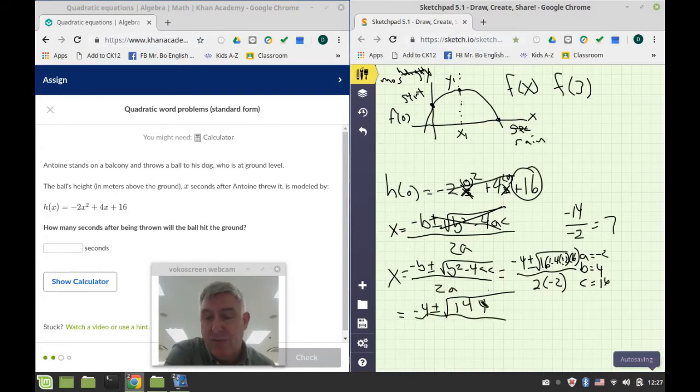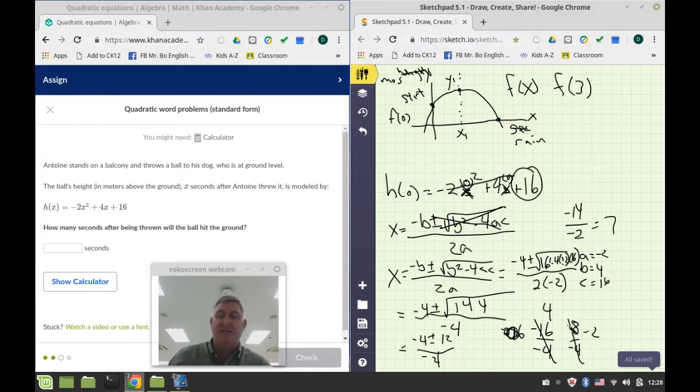Okay, divided by 2a, divided by negative 4. So now I've got square root of 144 is 12. So I've got negative 4 plus or minus 12 divided by negative 4. So I've got negative 16. That's not right. Yes, that is right. Negative 16 divided by negative 4, or I've got 8 divided by negative 4. So this is negative 2, and then this one is 4.